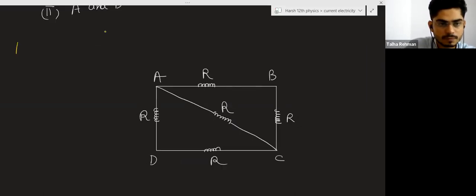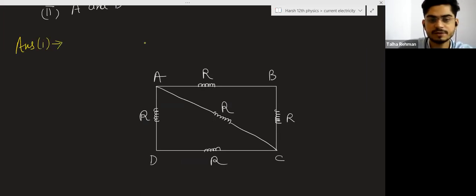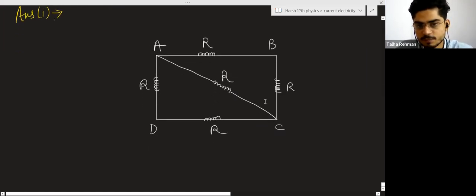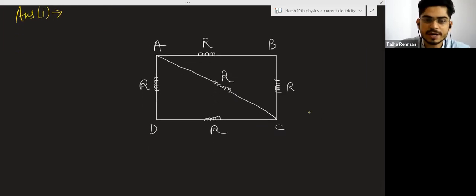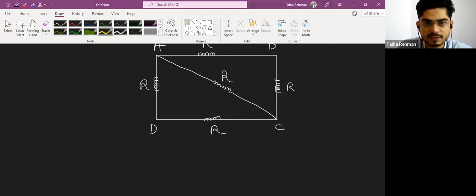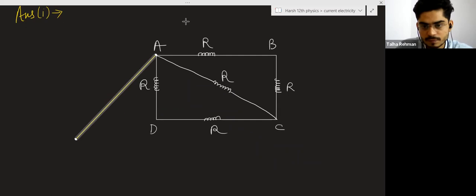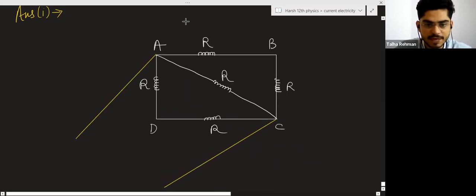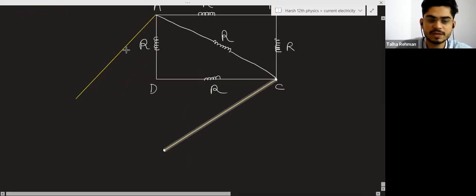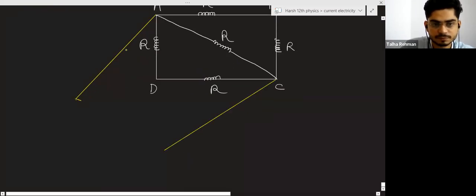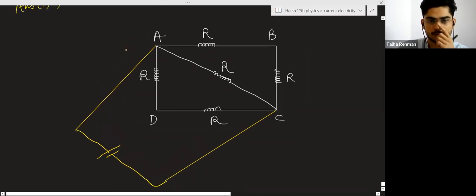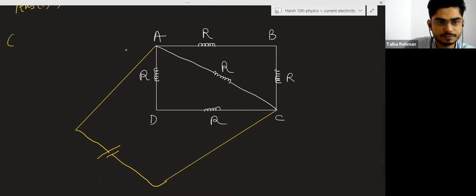Now, we are calculating the equivalent resistance between this point A and point C. So connect this point with an imaginary battery or cell. Why I am doing this, you will get into it. Connect a cell between A and C.